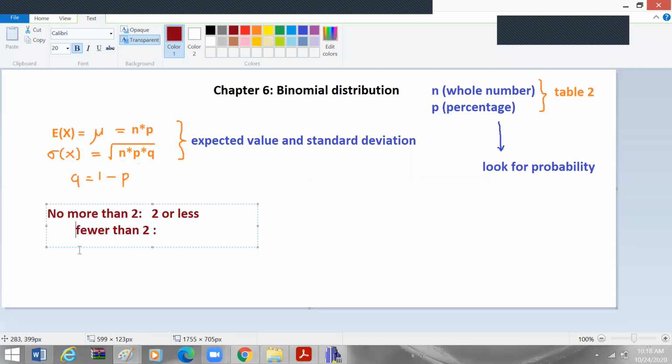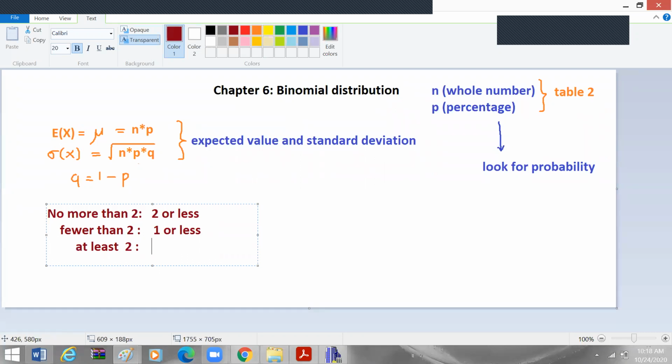Yeah. 0 and 2. No. 0, 1. So 1 or less. Do we agree? And what does that mean by at least 2? 0, 1. More than 2. So that would be more than 2, right? Yes.